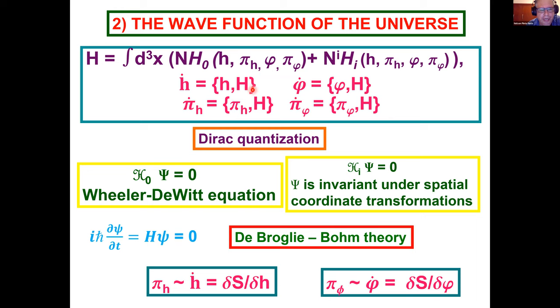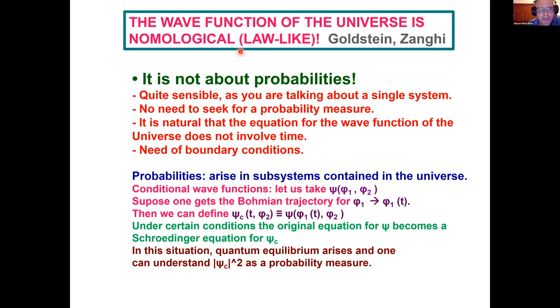Goldstein and Zanghì then proposed that, like a Hamiltonian, the wave function of the universe is law-like, it's nomological. It gives the law of evolution of everything in the universe. So that's the proposition: the wave function of the universe is nomological, law-like. It's not about probabilities. It seems quite sensible as you are talking about a single system, which is the whole universe and everything that's inside it.